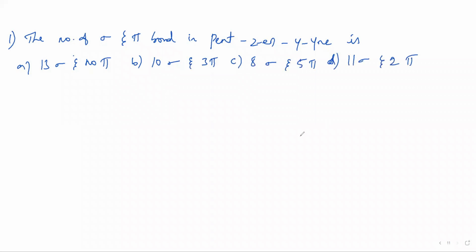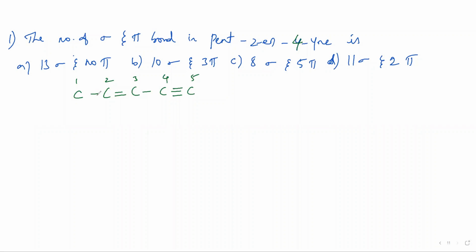Can you find? We need the number of sigma and pi bonds. How can you do it? First, draw its structure. Pent means how many carbons? 1, 2, 3, 4, 5. So let us give numbering first. According to the given 2-en, the second carbon is having a double bond. This is 4-yne, right? The fourth carbon is having a triple bond.